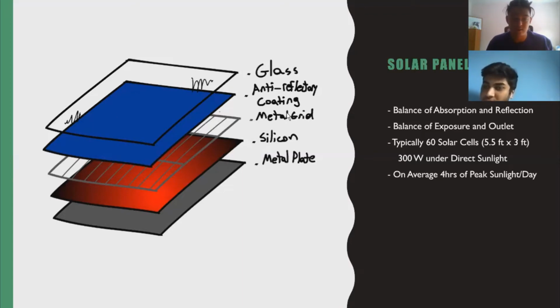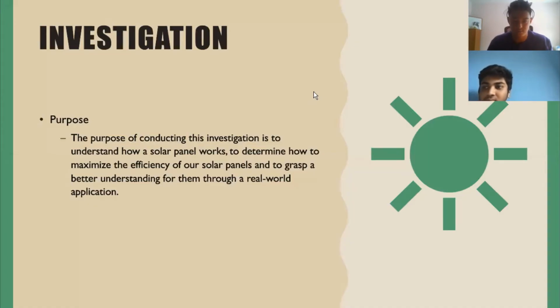And then the metal grid, the reason it's a grid and not a metal plate is because yes, we need an outlet for the energy to flow through, but at the same time we still need the exposure for the light to come in the first place and reach the silicon plate, which is the main component of this whole module. And typically 60 solar cells would result in 300 watts under direct sunlight, and 4 hours of peak sunlight can be expected in a typical day.